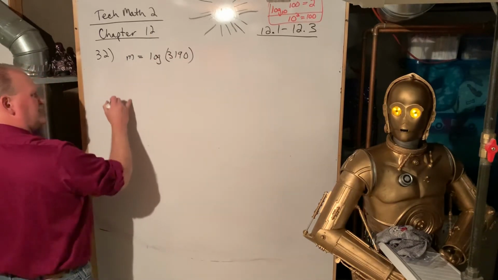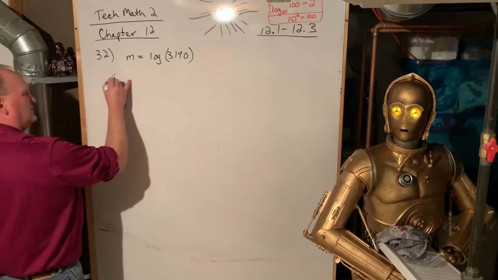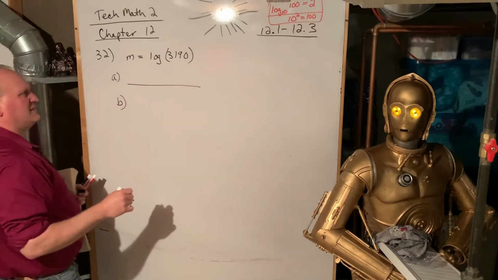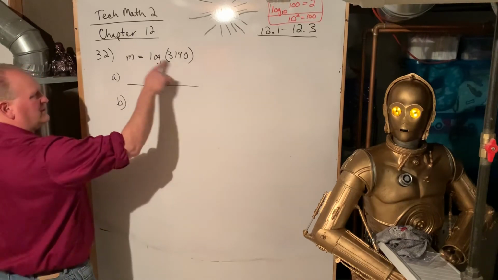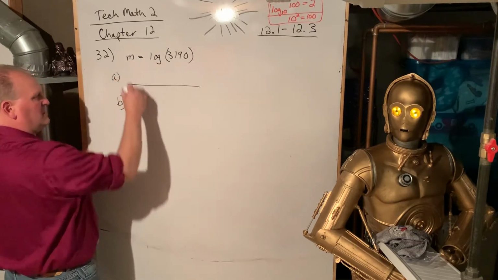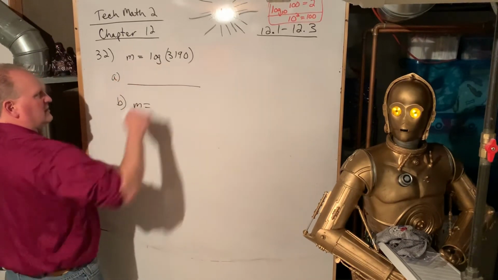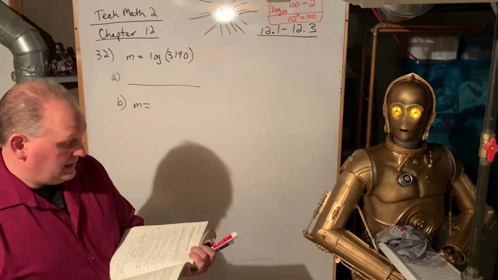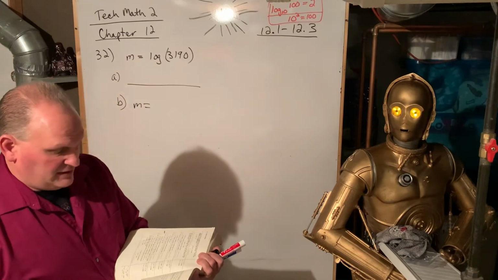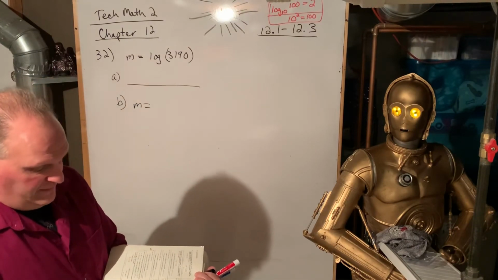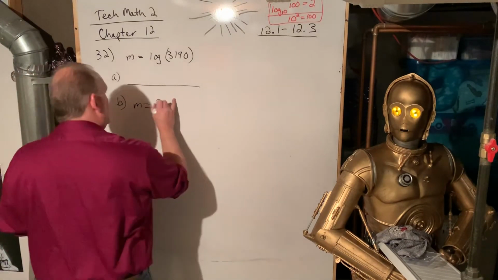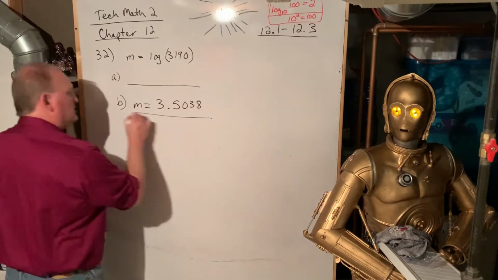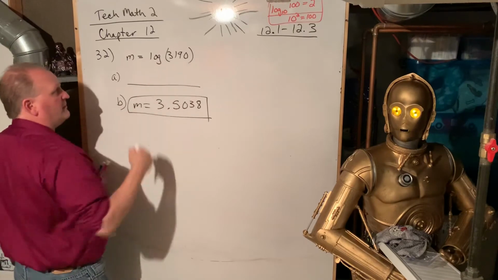Okay, so I'll write it without the log, but it's ready to solve right now. So let's jump to letter B first. We'll do letter A after, where we'll reinterpret that as an exponential function. It's already m equals, so you want to solve for m. Just plop log of 3190 into your calculator. They want it to 4 decimal places, so that's 3.5038. That's the solution. We just had to plop it in the calculator.